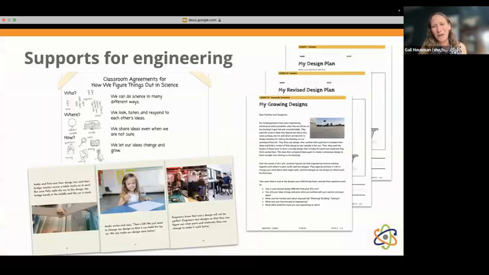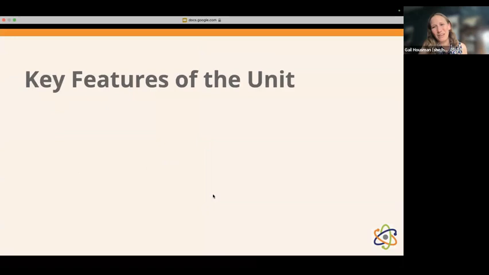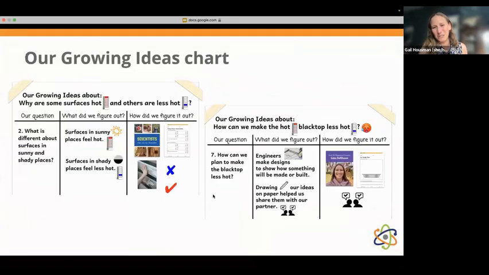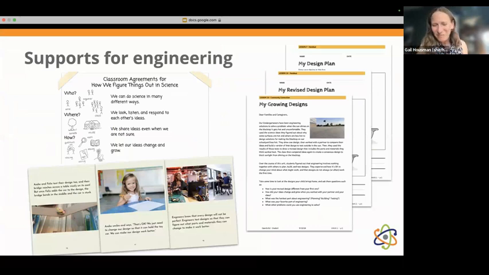So one of the things that we really love about this unit is the supports that it has for engineering. So if you maybe back up one more, Janita, I want to make sure we don't skip one. There we go. Thank you.